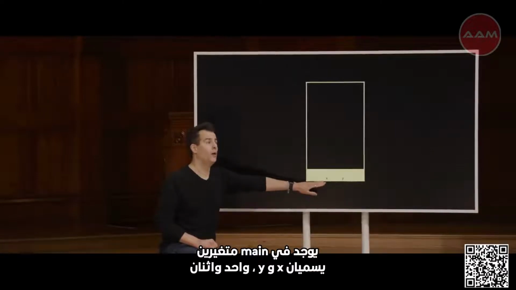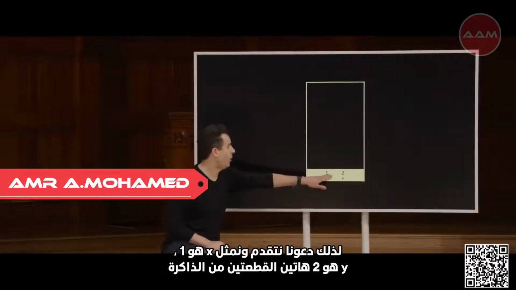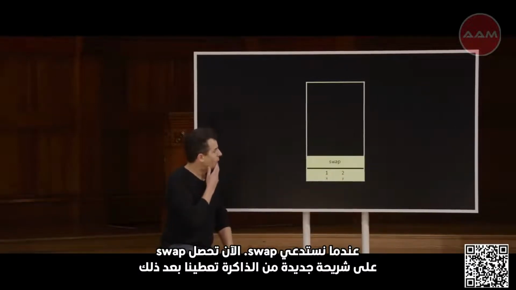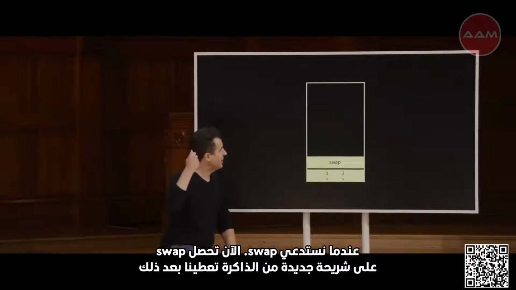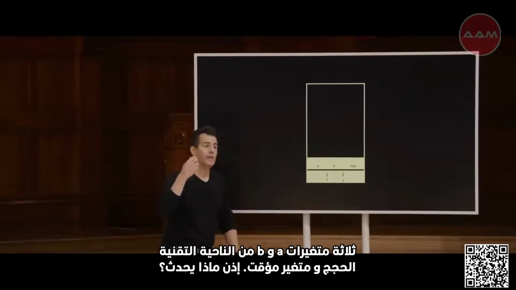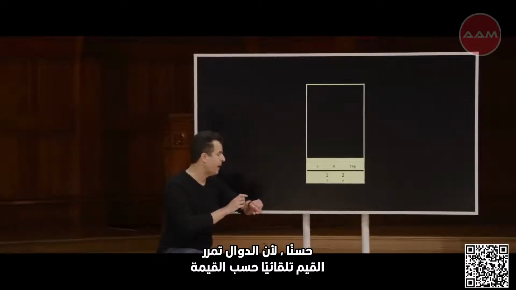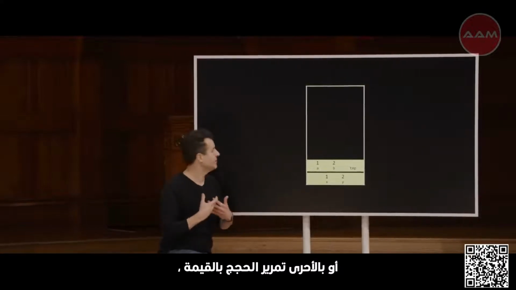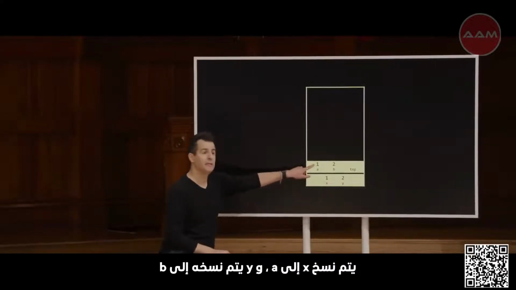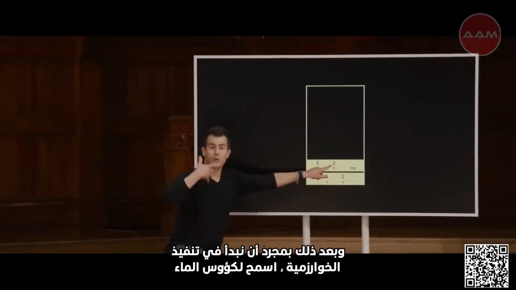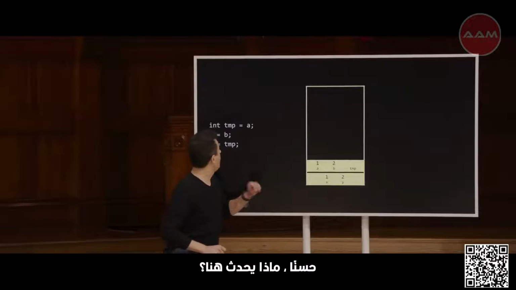Now, let's go ahead and step through this a little more methodically. Main has two variables called x and y, 1 and 2. So let's advance and represent x as 1, y as 2, taking up these two chunks of memory. When we call swap now, swap gets a new slice of memory that gives us 3 variables, a and b, technically the arguments, and temp. So what happens? Well, because functions automatically pass in arguments by value, x gets copied into a, y gets copied into b, and then once we start executing the algorithm a la the watered glasses, well, what happens here?